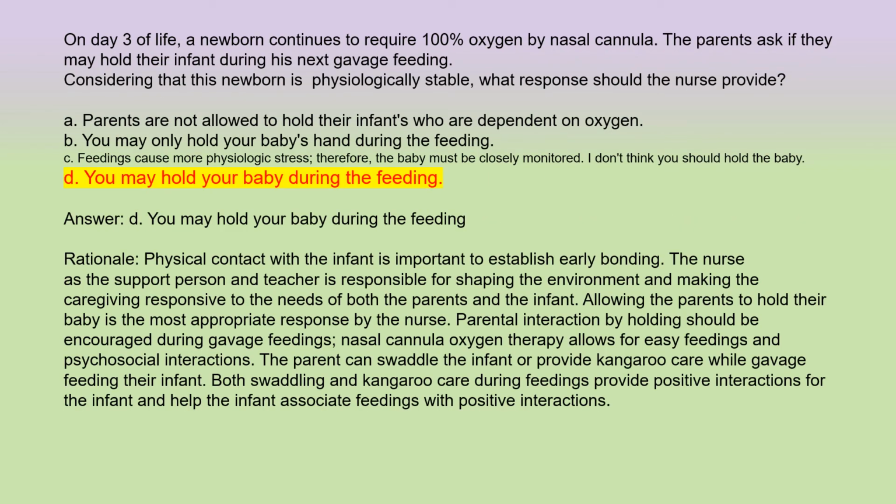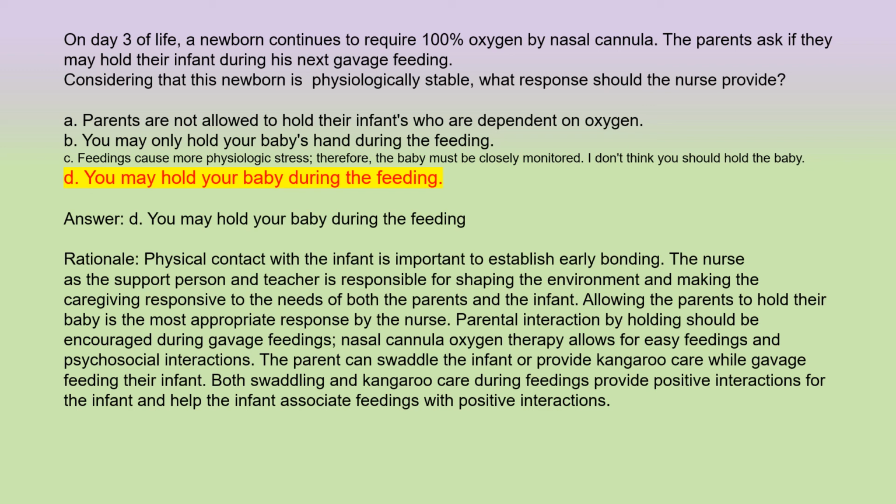Answer. D. You may hold your baby during the feeding. Rationale. Physical contact with the infant is important to establish early bonding. The nurse as the support person and teacher is responsible for shaping the environment and making the caregiving responsive to the needs of both the parents and the infant. Allowing the parents to hold their baby is the most appropriate response by the nurse.